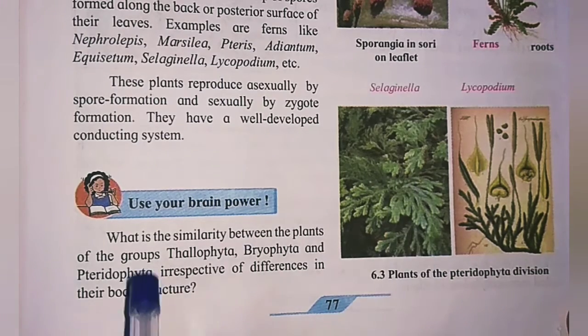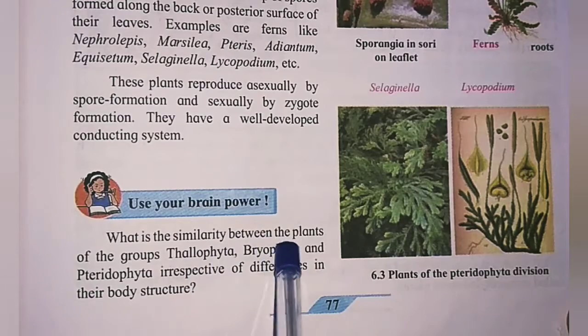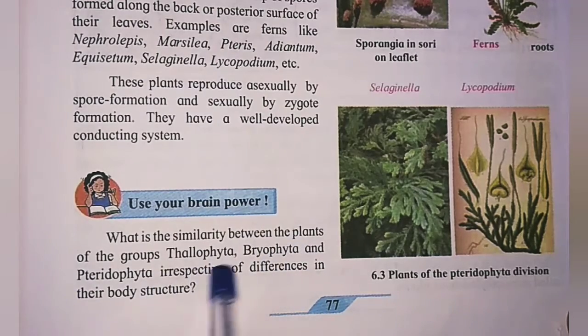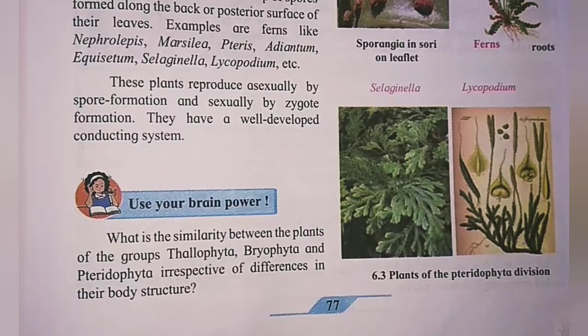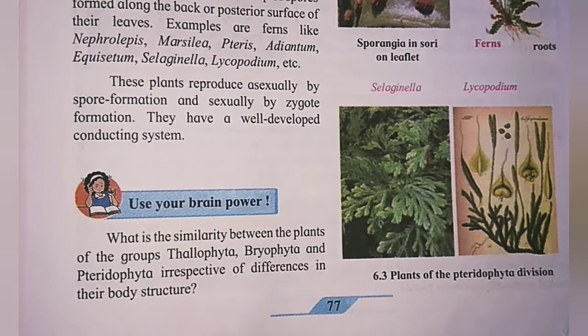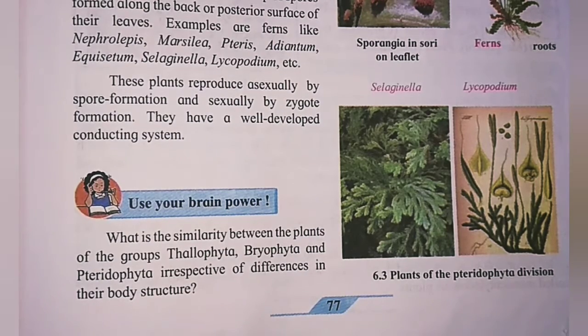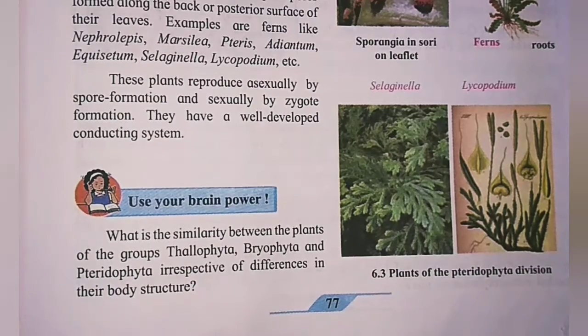So what is the similarity between the plants of the group Thallophyta, Bryophyta and Pteridophyta, irrespective of differences in their body structure? What is their similarity? All the three plant types are green in color. Okay, and they are autotrophic. They make their own food.